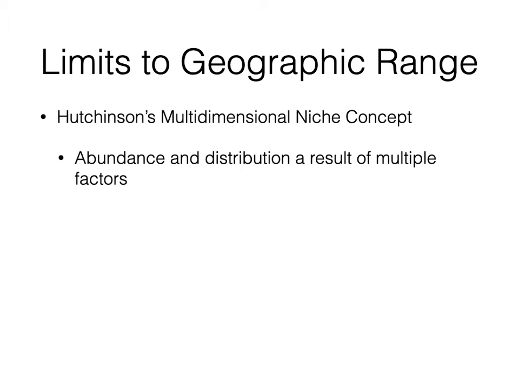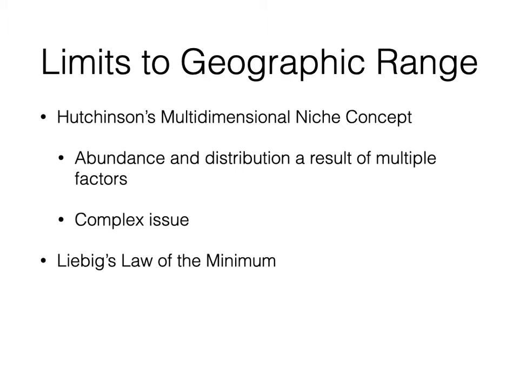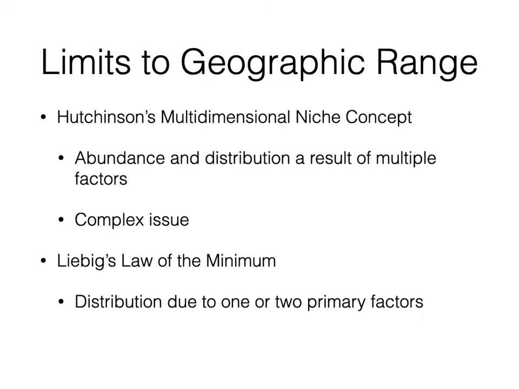So Hutchinson's multidimensional niche concept states that the abundance and distribution of organisms is the result of multiple different factors, right? So it's not just one or two things. It's not just temperature. It's not just food availability, but a complex interaction of things. Then Liebig's law of the minimum states the opposite, that the distribution is often due to one or two primary factors. That is, in fact, not necessarily such a complex issue. It's food, it's water availability, it's access to mates, and those sorts of things.